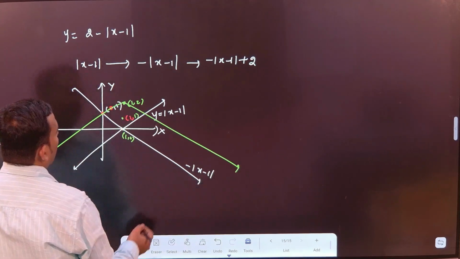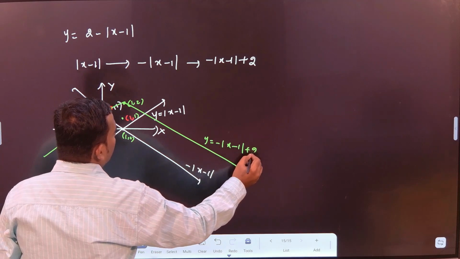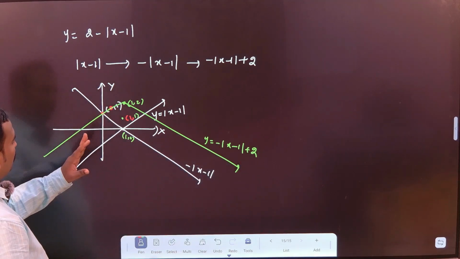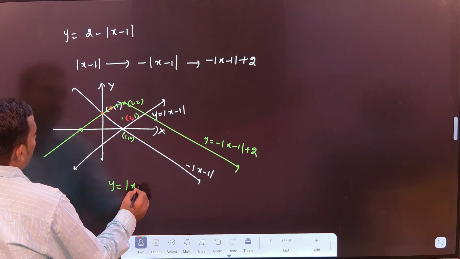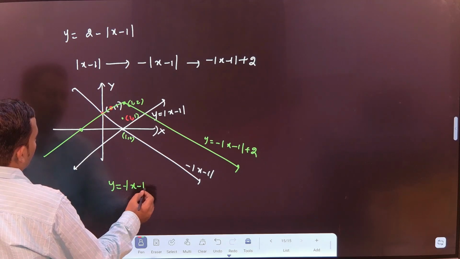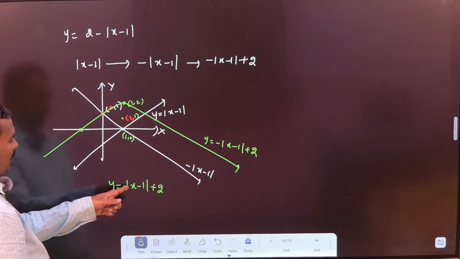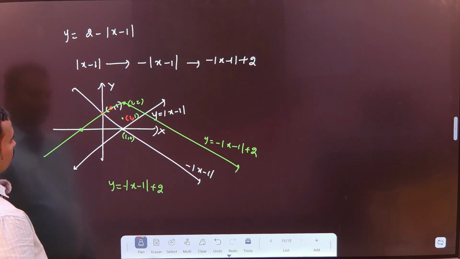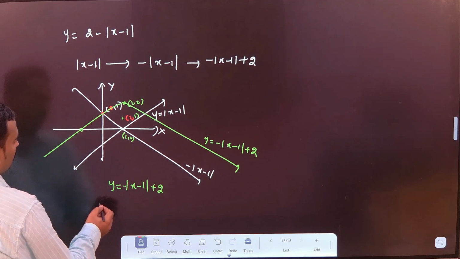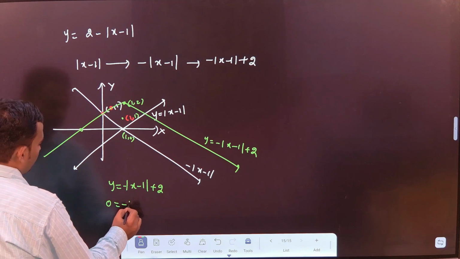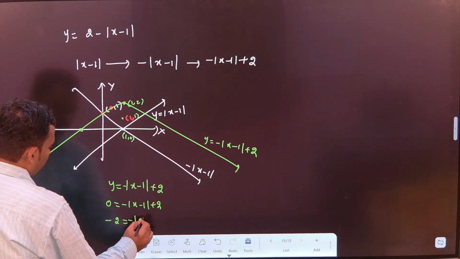You can see this is your graph of y equals minus mod x minus 1, plus 2. How to check this? Let us take y equals minus mod x minus 1 plus 2. Put x equal to 0: minus 1 plus 2 is 1, so the point is 0 comma 1, right? And put y equal to 0: you can put minus mod x minus 1 plus 2, so minus 2 is equal to minus mod x minus 1.